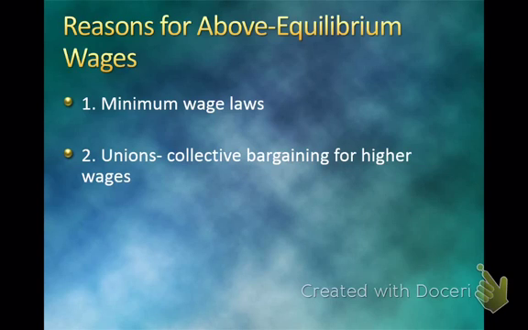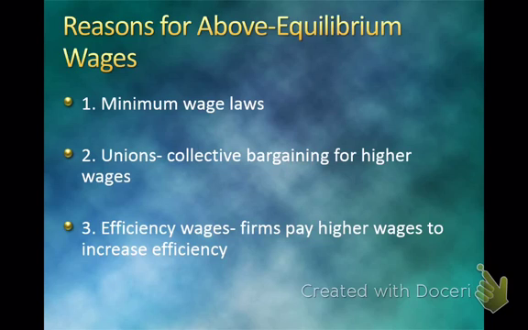Unions can cause people to earn above equilibrium wages because the people bargain collectively for higher wages. All right, an extreme example of the union is people go on strike if they don't feel like they're paid enough. And then, like in the case of a factory, if everybody goes on strike, they can't produce, right? So they have some leverage there when they bargain collectively.